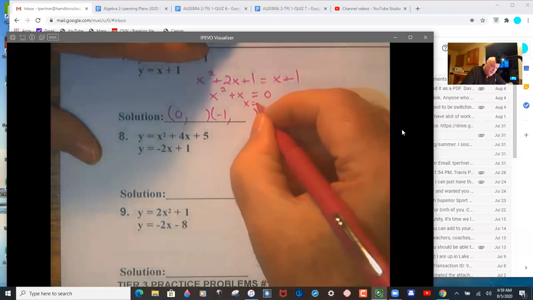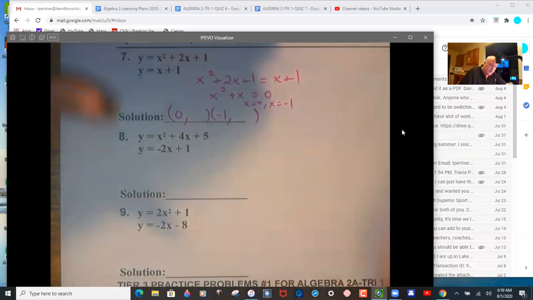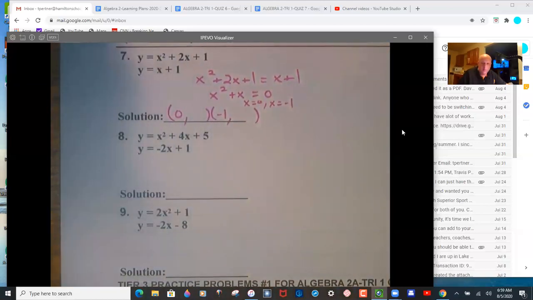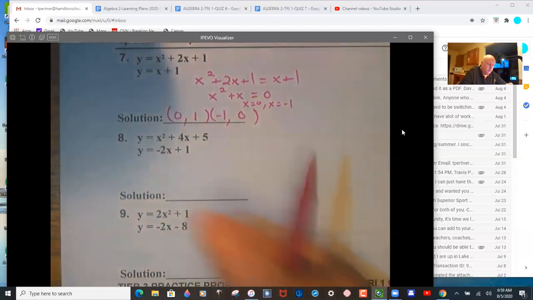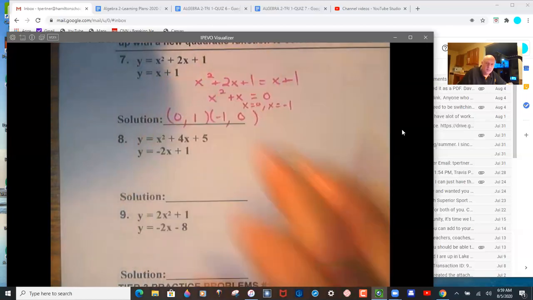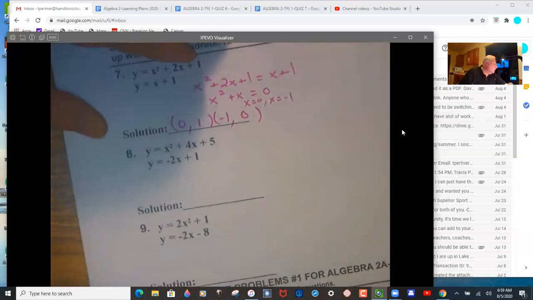You can put them up here, but you really need to start them out in a coordinate, because we're looking for coordinates where this is true. So 0 plus 1 and then negative 1 plus 1. So those are the solutions.